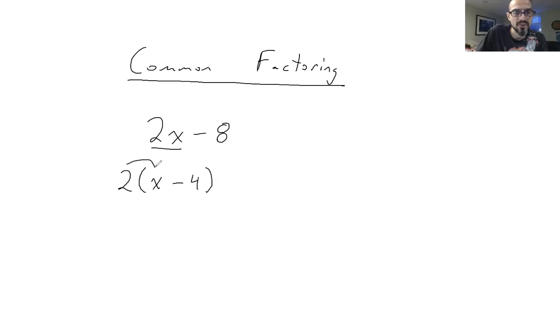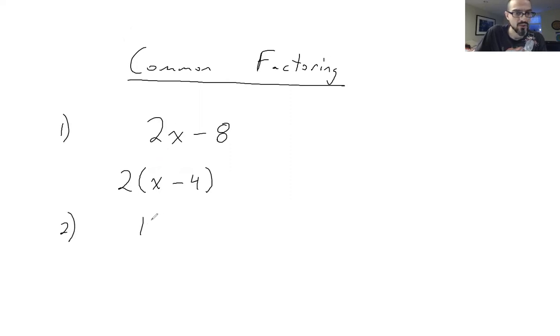If I distribute this 2, I will be back where I started, and that's why you can never really make a mistake when you factor, because if you always just multiply it out after, you'll be back where you started, and you'll always get it right, okay? Let's take up another example.